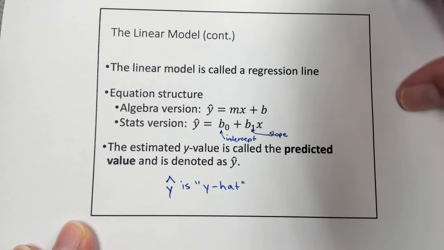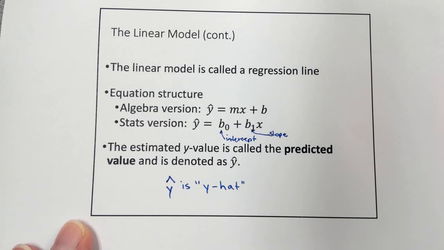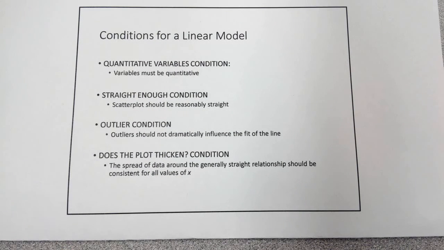Now, let's say we have a set of data, and we decide that when we look at a picture of it, it's reasonably linear, doesn't have any terrible outliers, and we want to make a model to do some predictions. Okay? There's some conditions that have to be met before you really are supposed to even make a model. Like with the normal model, you have to start with a histogram or a dot plot or a stem and leaf plot that is reasonably unimodal symmetric. If it's not unimodal symmetric, a normal model is not helpful for doing predictions. In the same way, if you don't meet certain conditions, a linear model is not helpful.